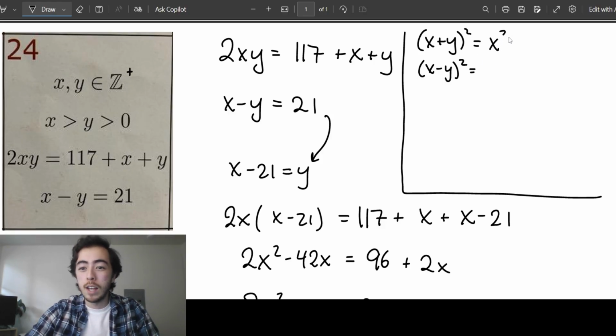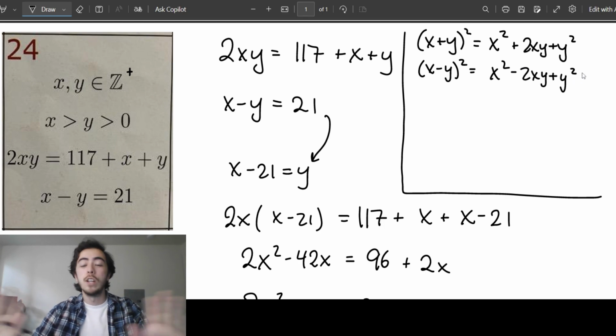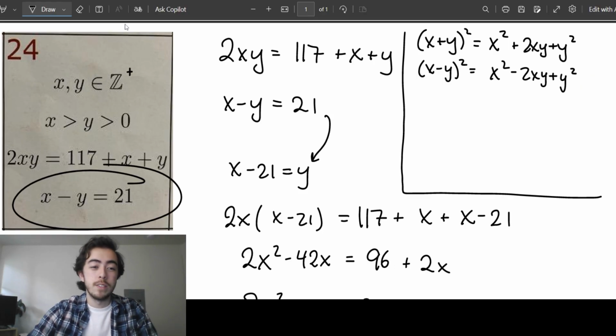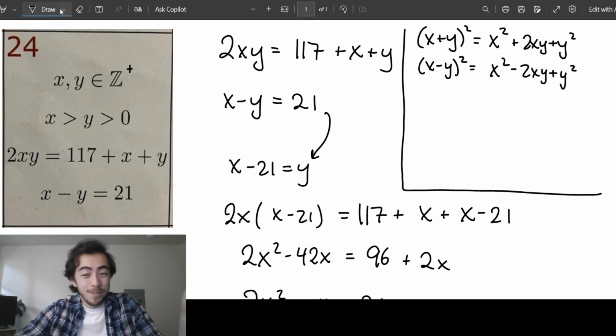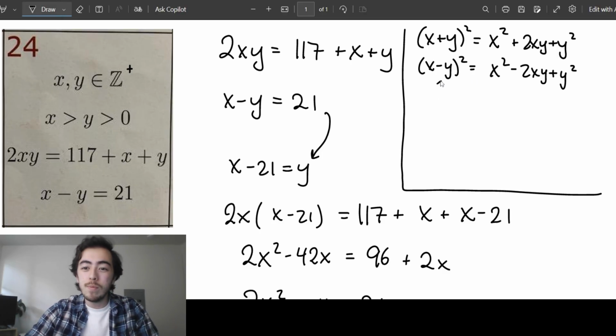Expanding this top one, we get x squared plus 2xy plus y squared. And in the bottom, we get x squared minus 2xy plus y squared. Again, not sure if this is useful, but we do have this x minus y right here, and I was like, maybe there's something fun going on in here. This is the same as just taking this x minus y and squaring it. So this should be the number 441. That's 21 times 21. So 441 is equal to x squared minus 2xy plus y squared.